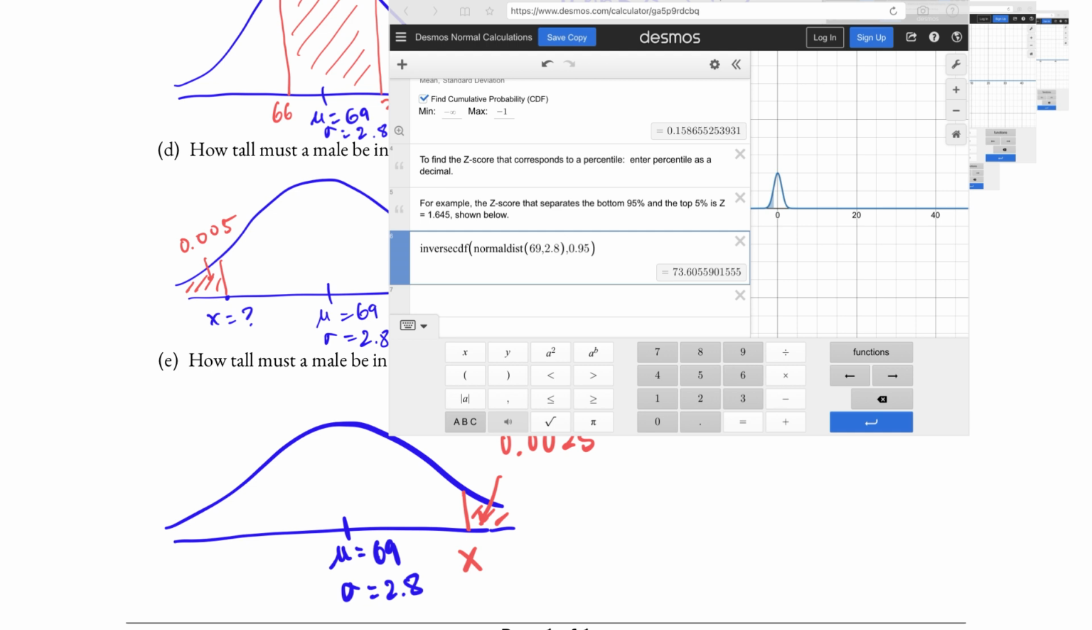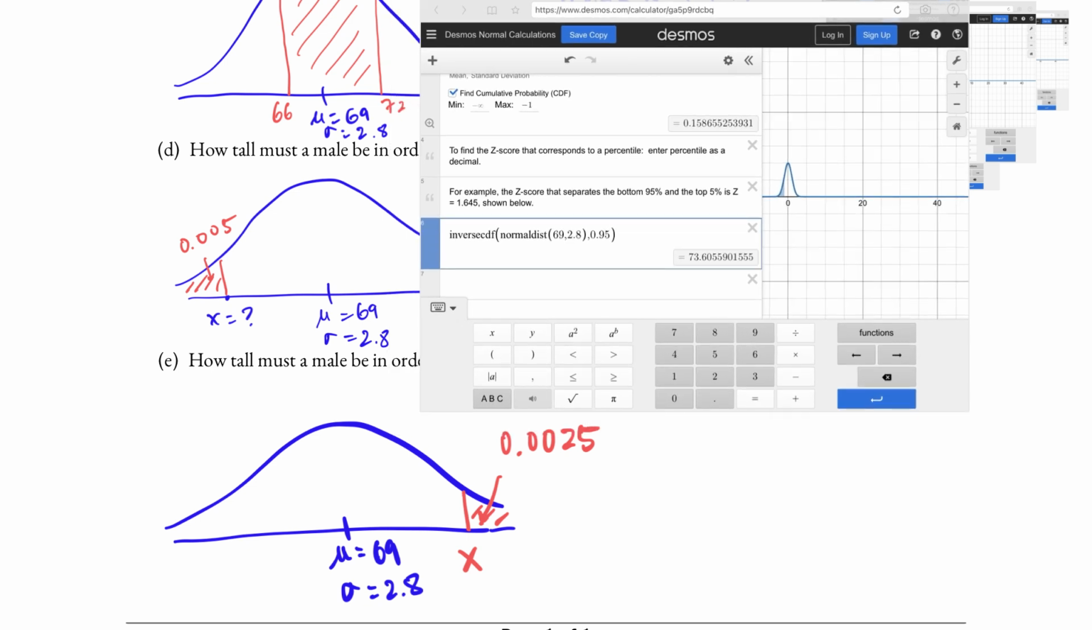This time, the area on the left is not 0.0025, but it is the area on the left hand side of this x value. Recall that the total area under the curve is 1, so the area on the left hand side has to be 1 minus 0.0025 or 0.9975. And so what we need to type in this calculator is not 0.0025, but 0.9975.